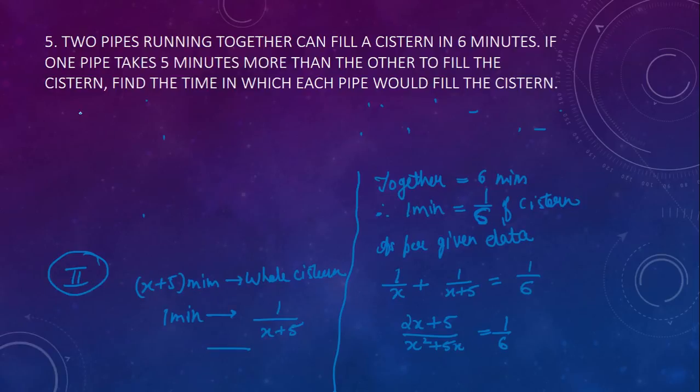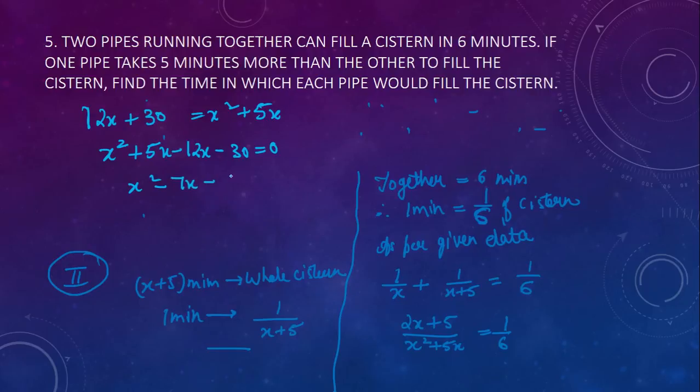Now cross multiply, you get 12x plus 30, because if you take the 6 there, you get 12x plus 30 is equal to, now you take this x square there, you get x square plus 5x. Now just solve it. You're done with this. X square plus 5x minus 12x minus 30, this value is 0. So x square minus 7x minus 30 equal to 0.